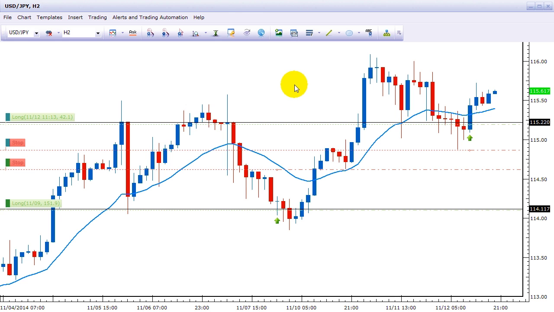The other position is up over plus 3R, so about plus 4R right now. And again, once we take out 116, then I'll start adjusting the stops a little bit higher. I'll definitely lock in some profit on the second position. In fact, if it holds above 116 nicely and correctively pulls back to it, then I may add on to another position here, expecting this market to continue to move.